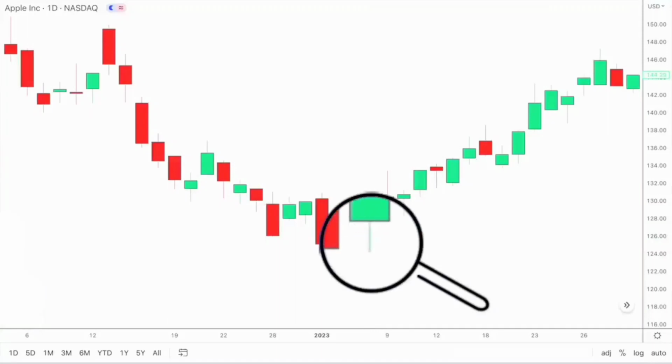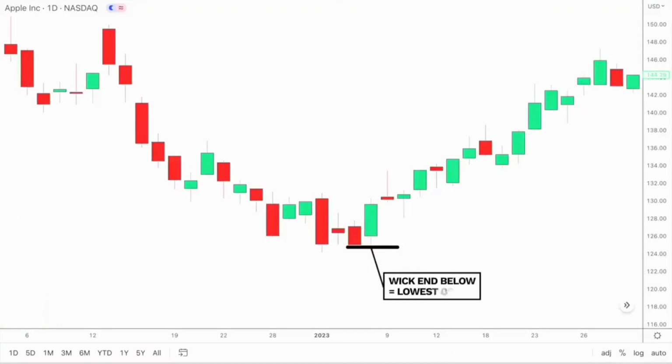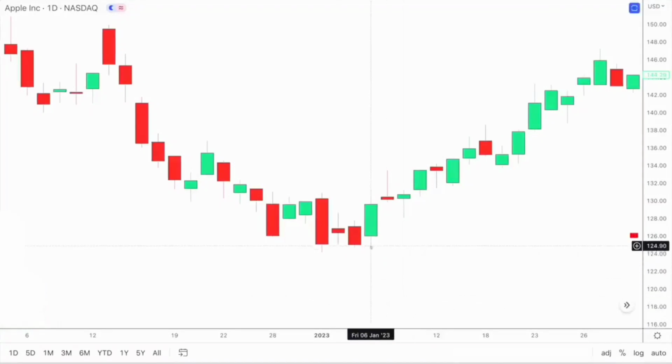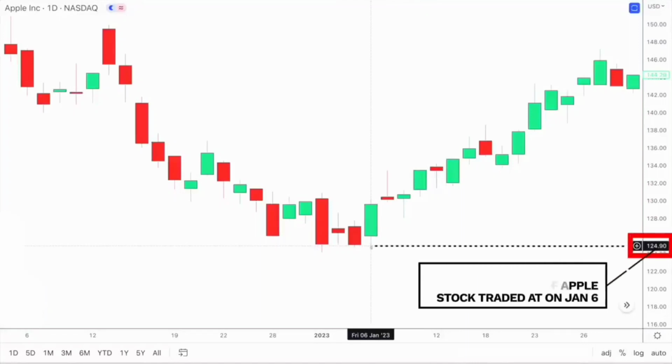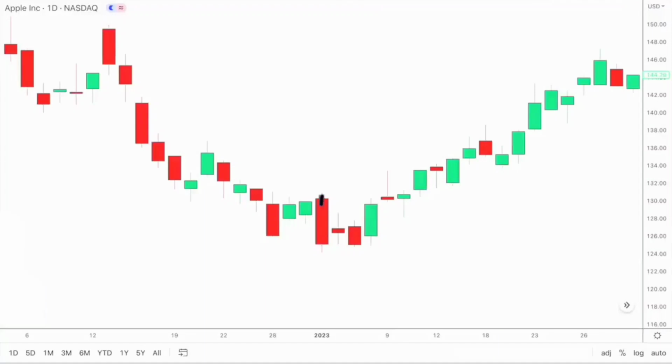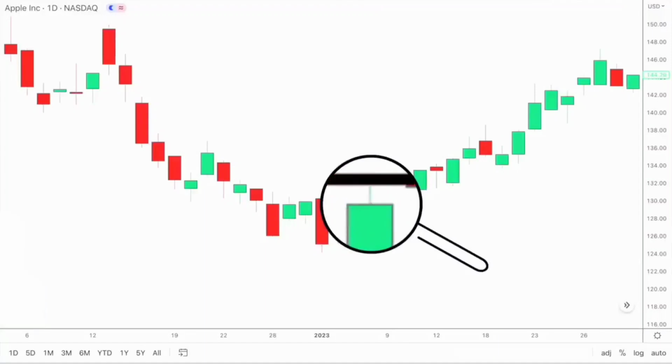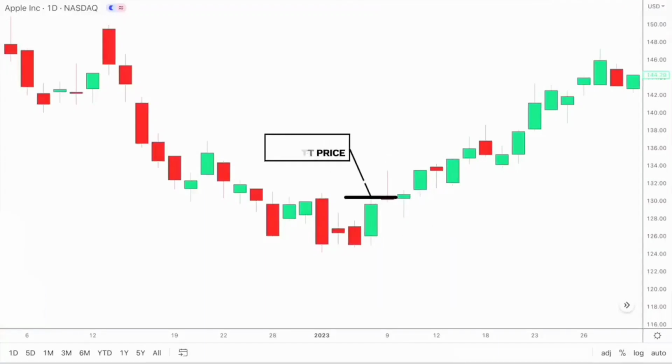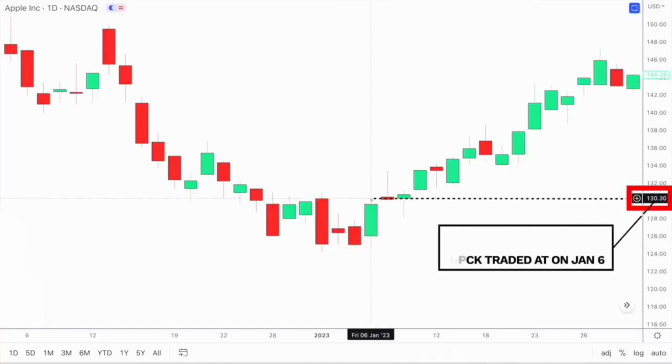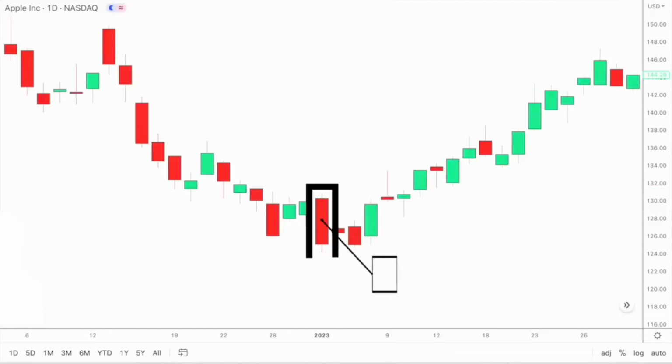Now the wick below is the lowest price the Apple stock reached that day. Place your mouse at the bottom of the wick, and it shows $124.90 as the day's lowest price. The wick above is the highest price the Apple stock reached that day. Place your mouse at the top of the wick, and it shows $113.30 as the day's highest price.